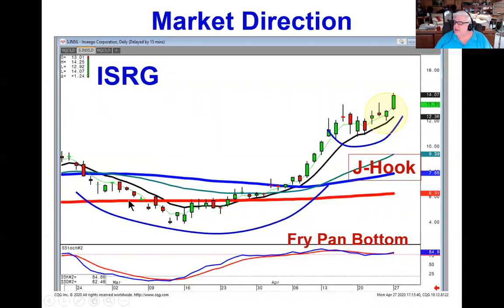ISRG, you can see what we call a classic pattern. A classic pattern is a fry pan bottom with the expectation of a very strong price move coming out of a fry pan bottom. Then the J-hook pattern. The prerequisite for a J-hook pattern is a very strong price move, which is produced by the fry pan bottom. Today it broke out into new higher levels, and we know the simple rule of a J-hook pattern, that wave 1 and wave 3 are usually the same magnitude.